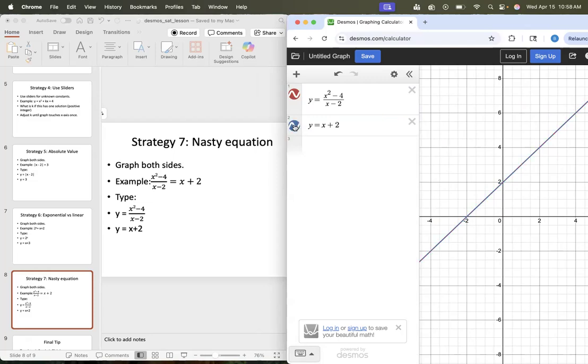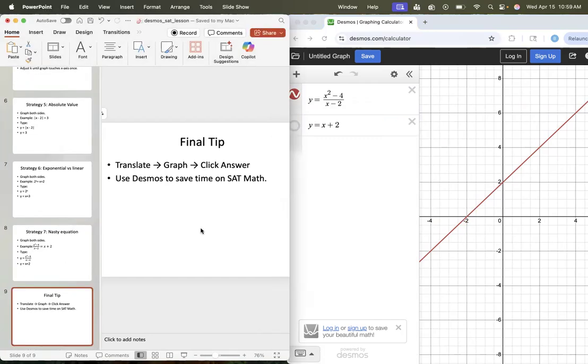But if you want to see them, I put them together, you don't see. You see the red and the blue together. Take the red off, you see the blue; put the red back, take the blue off. And that's the solution of your equation. These are 7 tips you can use to ace your test on the math portion of the SAT just by input on Desmos. So what do you need to do? Translate, graph it, and click the answer.